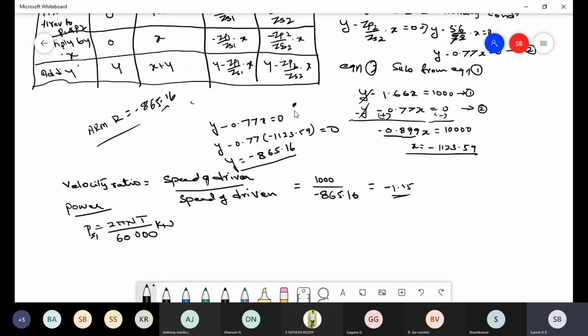P_S1 equals 2 pi into N_S1 into T_S1. Power transmitted is 7.5 kilowatt equals 2 into pi into the speed of sun gear S1, 1000 RPM, into the unknown torque of sun gear S1, divided by 60,000. You know all the values, so you can find T_S1, the torque produced by the sun gear. What is the value?